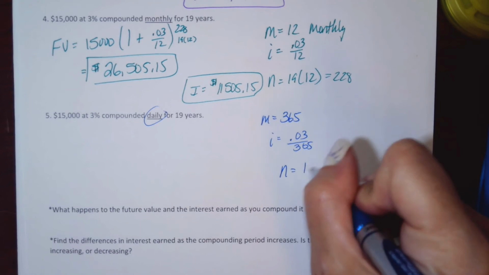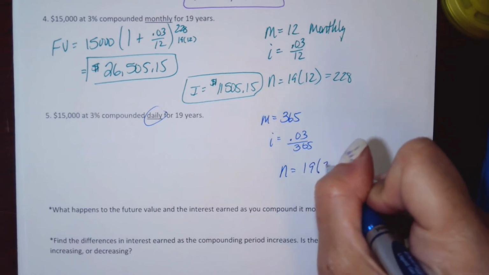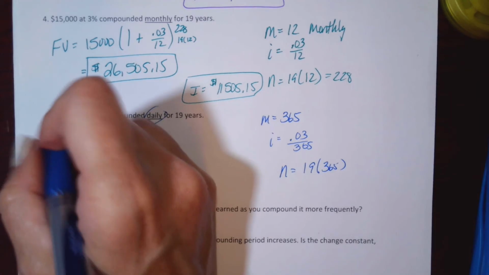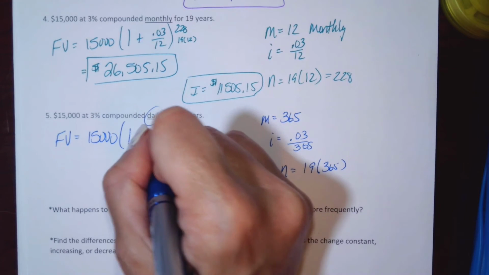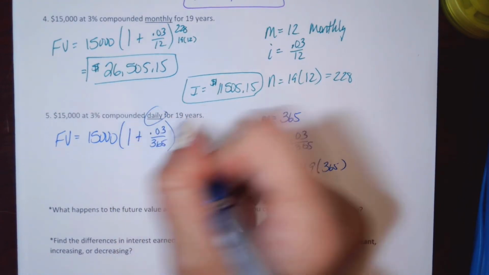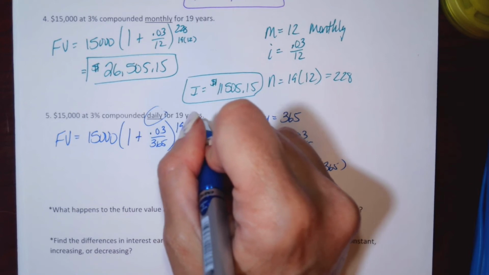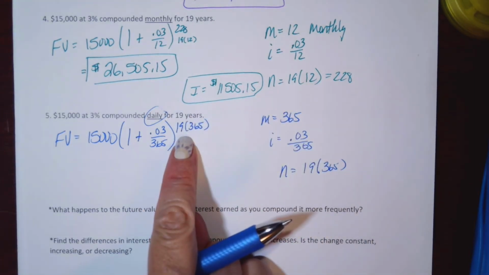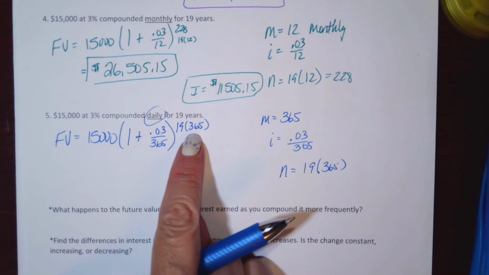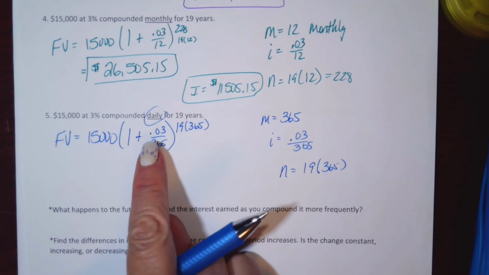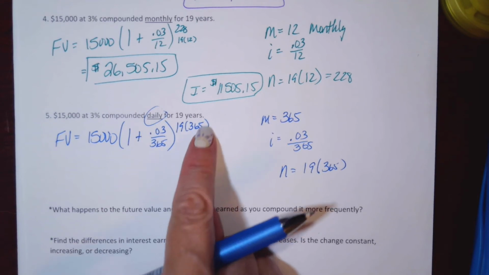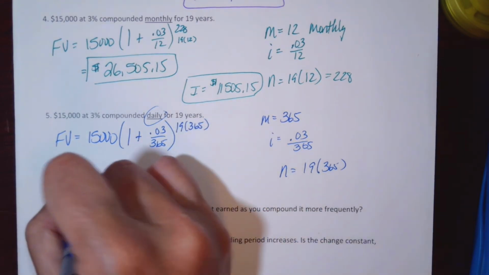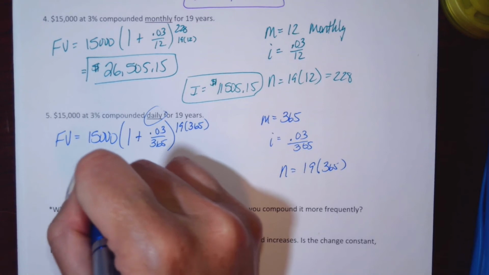And N is 19 times 365 because we're compounding daily. So future value, the exponent gets a lot bigger, right? Now, if you're going to write this down as your exponent like this, make sure when you plug it into your calculator that you put your exponent in parentheses. Otherwise, it will take this value, raise it to the 19th power, and then multiply that times 365 instead of raising it to the correct exponent. If you're getting a wrong answer, that's probably where it's going wrong.